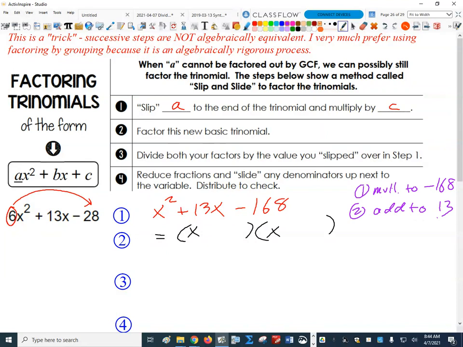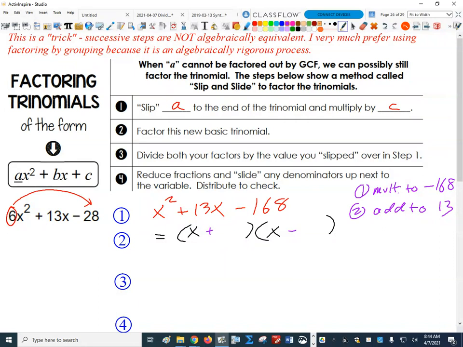See if you can tell me what the signs of the numbers are. Okay, what do you think? Negative and a positive. Which one's going to be bigger? The positive. Okay, so we'll put the positive here and the negative there. So now we got to go find these numbers, right? We got to find numbers that multiply to negative 168 and add to 13.